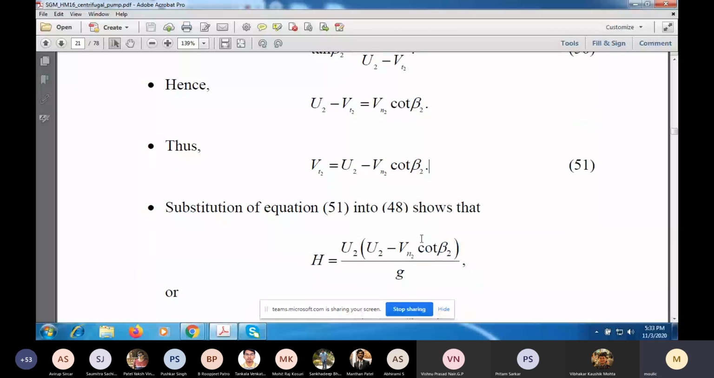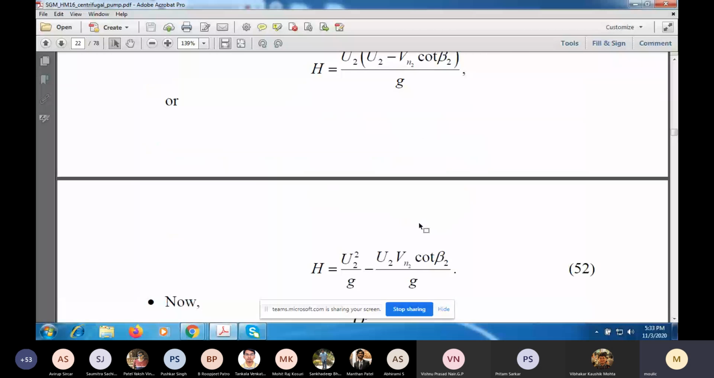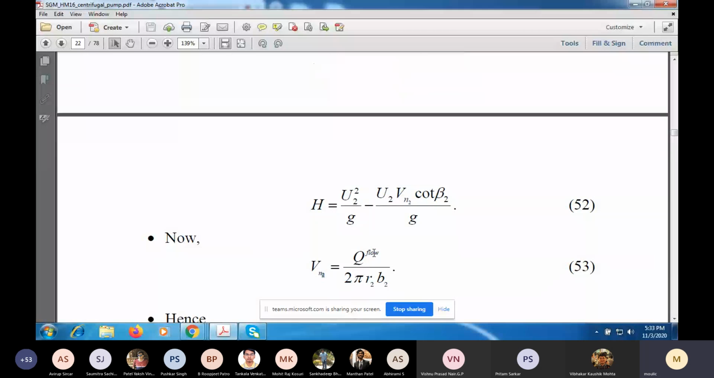So if I take this and substitute into the expression for head, you will have U2 by g into U2 minus Vn2 cot beta 2. So I can write it as U2 square by g minus U2 into Vn2 cot beta 2 by g. But now Vn2 I can express in terms of the flow rate Q, flow by the flow area at section 2, which is 2 pi r2 v2.